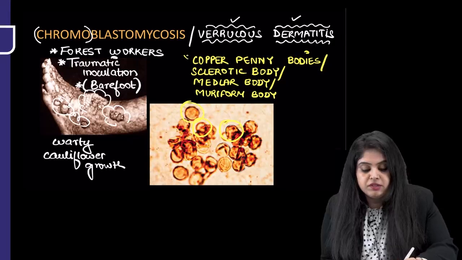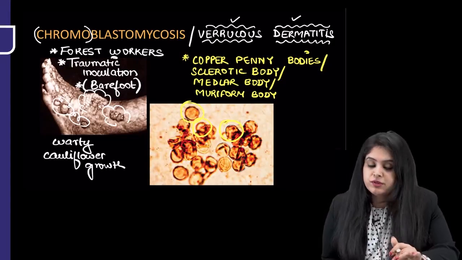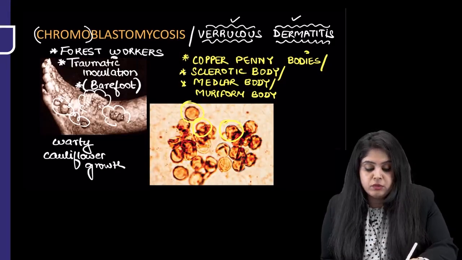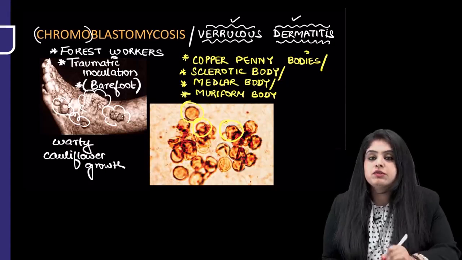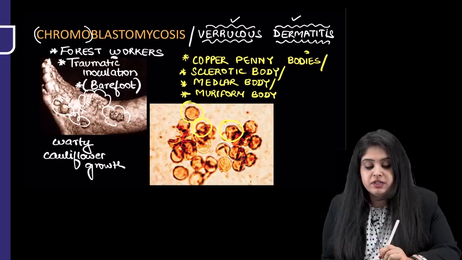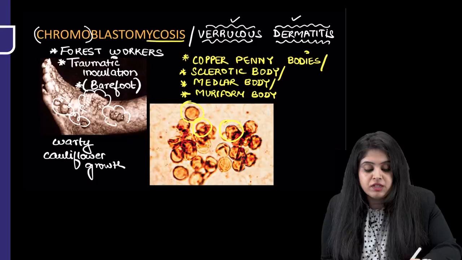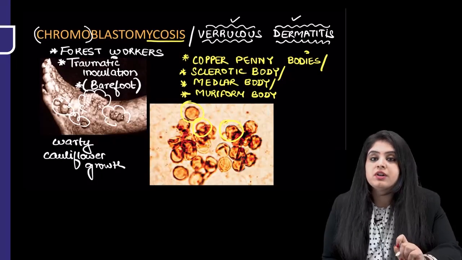And obviously copper is the only name which is looking sensible because it looks copper in color, but the examiner is going to ask you the other names. So now most of it is done. Now let's come to the theory part of it. Chromoblastomycosis was the name of the disease, right? But what is the name of the organism?